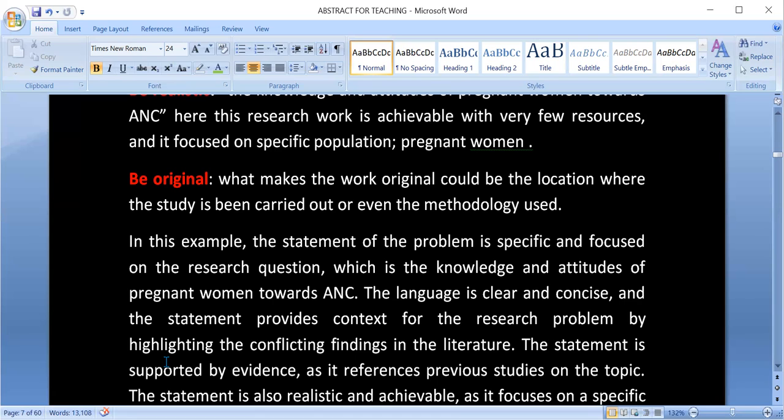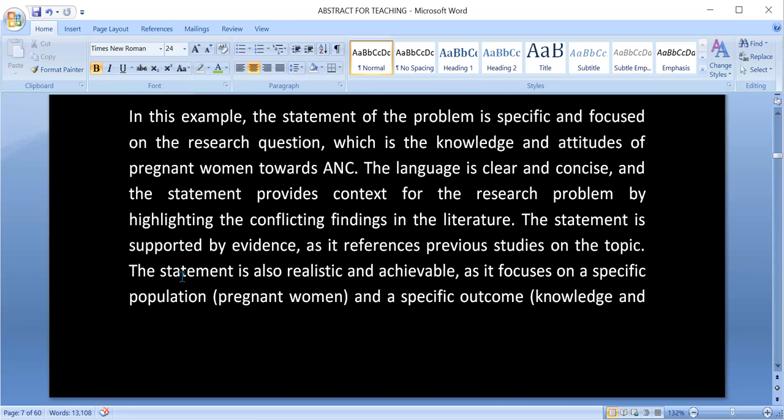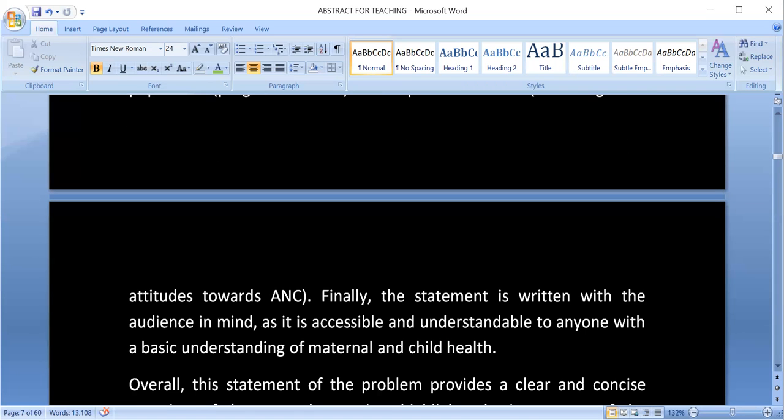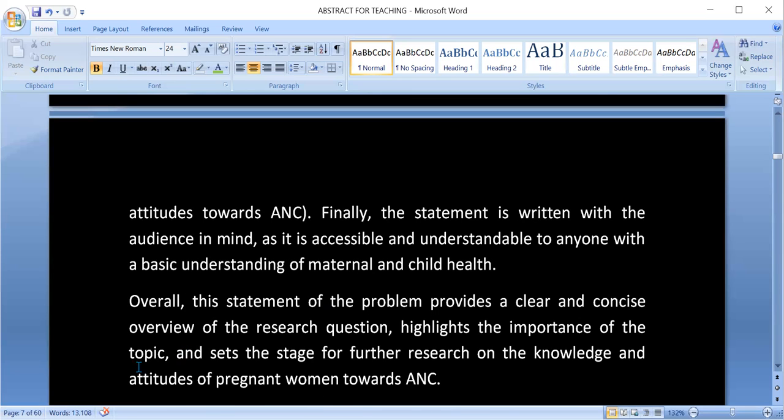The statement is supported by evidence as it references previous studies on the topic. The statement is also realistic and achievable as it focuses on a specific population, pregnant women, and a specific outcome, knowledge and attitude towards ANC. Finally, the statement is written with the audience in mind as it is accessible and understandable to anyone with a basic understanding of maternal and child health.